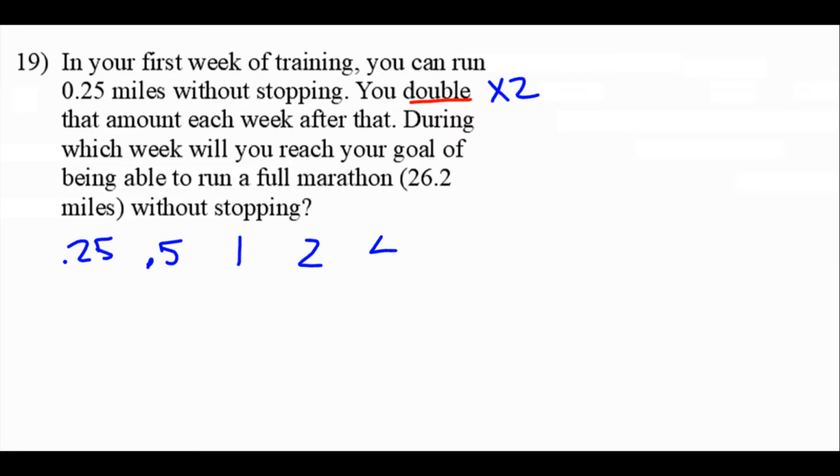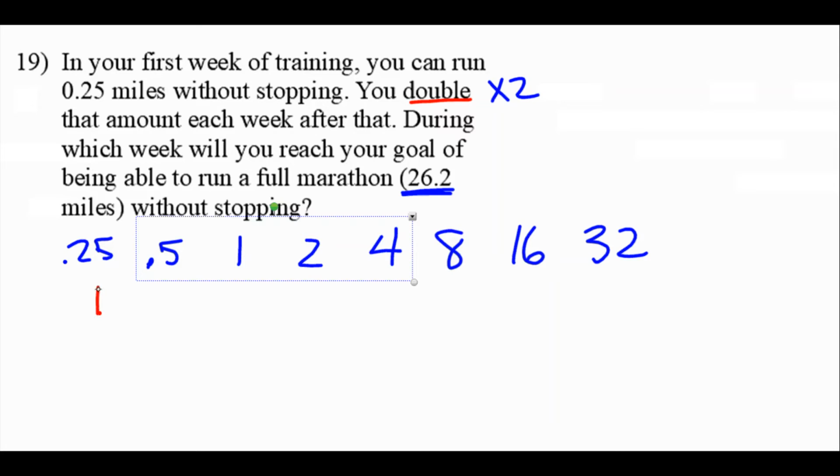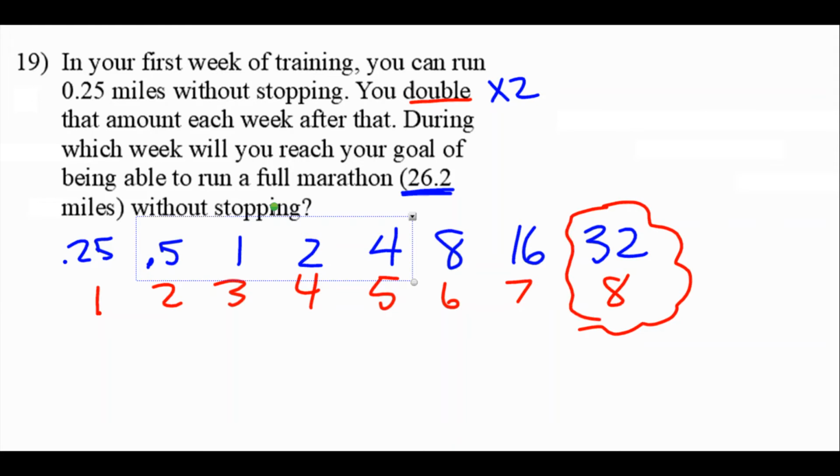2 and 4 and 8, 16, 32. Aha, there we go. Remember, our goal was to get up to 26.2 miles, and we can see 32 is going to get us there. So think about it. That's the first week, second week, third week, fourth week, fifth week, sixth week, seventh week, eighth week. That's where we've met our goal. The answer is after 8 weeks.